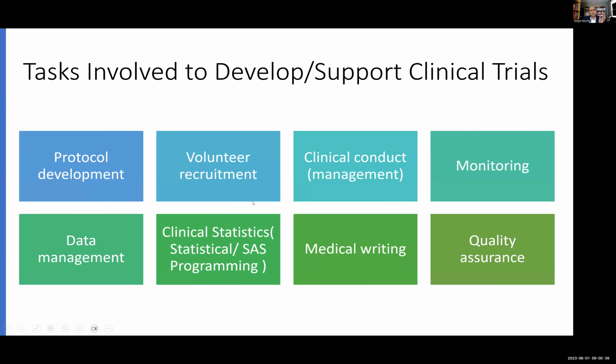This clinical trial process contains a lot of things: protocol development, volunteer recruitment, clinical conduct, monitoring, data management, clinical statistics or statistical programming, medical writing, and quality assurance. So clinical trials and drug development is not a small piece. It's a big ocean. In this ocean, there is protocol development, contracts, non-disclosure, informed consent, then volunteer recruitment, and once recruitment is over, clinical conduct, how to manage the clinical trials, monitoring and data management.